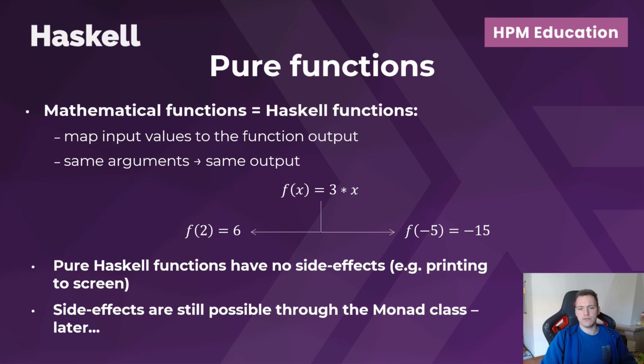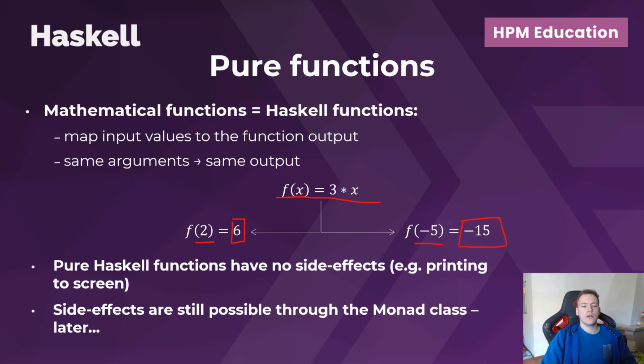So here we have an example of a mathematical function which takes in the argument x and multiplies it by 3. So we can see that if we use the argument 2 as the argument, the output of the function will always be 6. There is no other possible output if the argument is 2. Same if we put minus 5, the output will always be minus 15. Nothing else. Nothing more, nothing less.